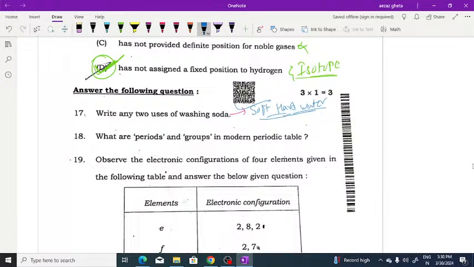What are periods? Yesterday in my revision, I told you. In the revision video yesterday, I told you about periods and groups. Horizontal rows are called periods. Vertical columns are called groups. Right? This is a one mark question.